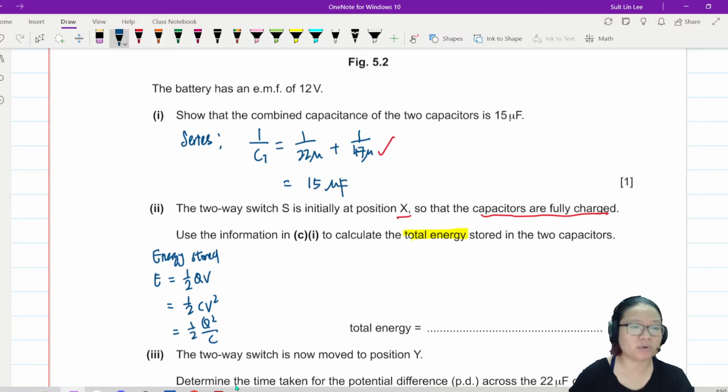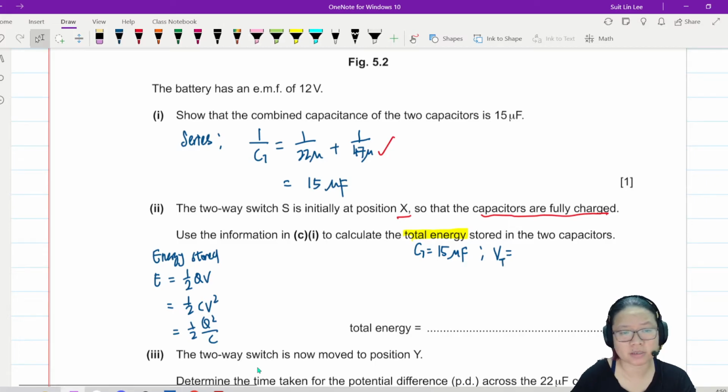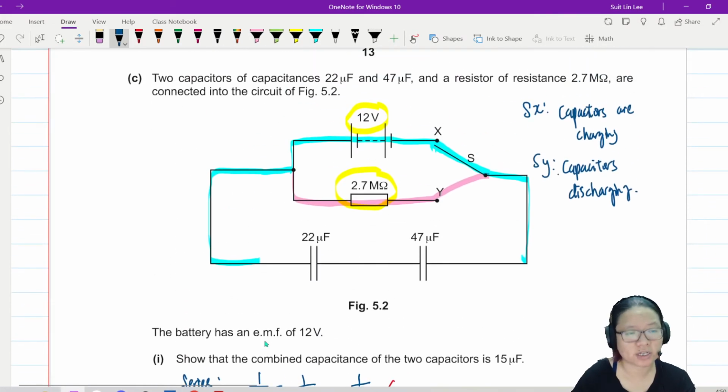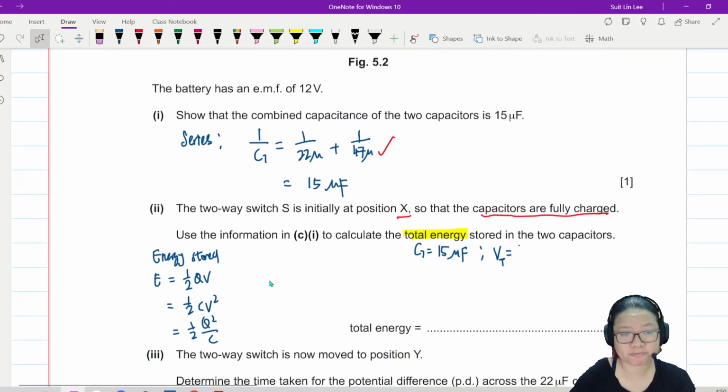But in this case, I want to find the total energy. So I think about what I know. I know the total capacitance, that is 15 microfarad. I also know the total potential difference across both capacitors. Let me show you in the circuit. Look at this circuit. Because it's connected to the battery, here all the way to here must be 12. So the total potential difference is 12. So I'm going to use the equation with C and V. E is equal to half CV squared.